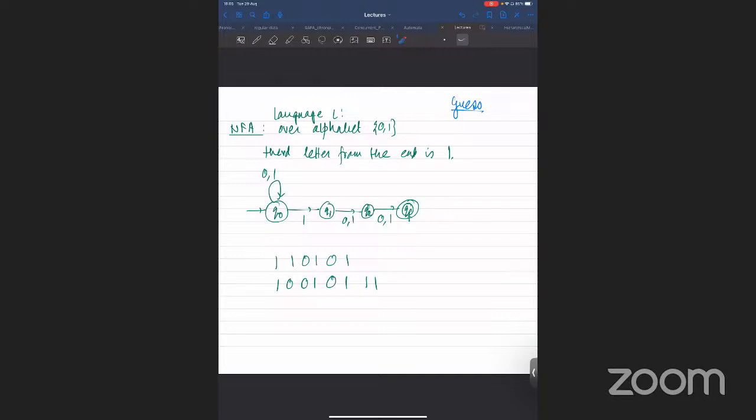This is very important conceptually, right? It's very important to understand conceptually that this NFA has a power to guess which the DFA doesn't have. So as if even before it has seen the entire input, as if it knows what the input is going to be, and accordingly it chooses an accepting run.